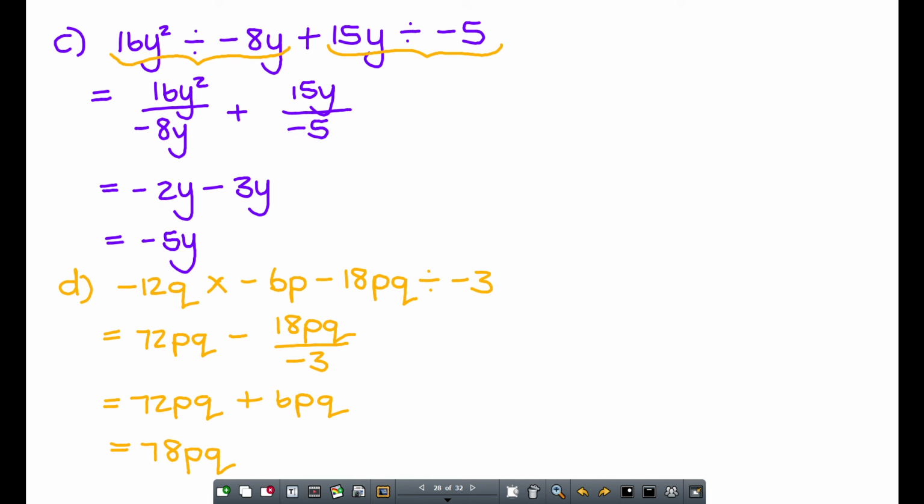Okay, now they were like terms because they both have y as an unknown. So I can say minus 2 minus 3 will give me minus 5y.